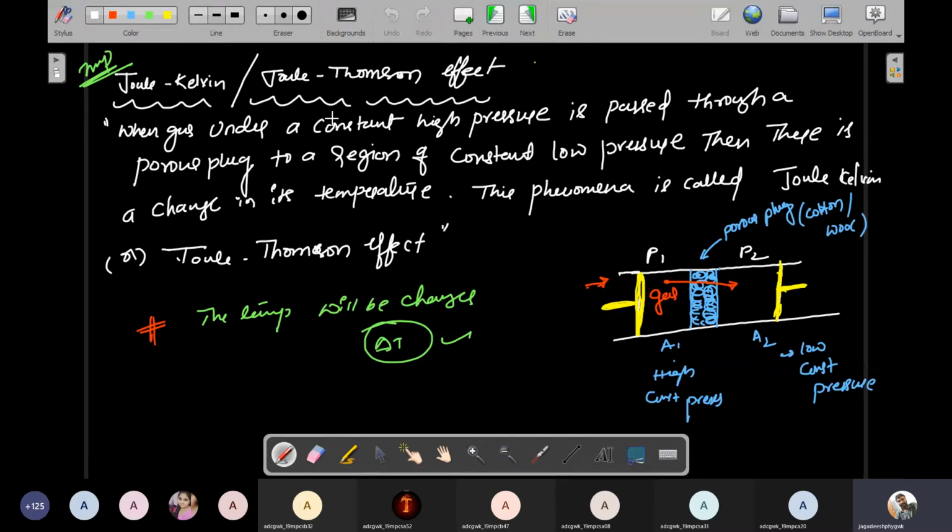We already discussed what the Joule Kelvin effect is: when a gas under a constant high pressure is passed through a porous plug to a region of constant low pressure, there is a change in its temperature. So whenever the gas passes from high constant pressure to low constant pressure through the porous plug, there will definitely be a change observed in the temperature of the gas. I want to find out the change in temperature of the gas. That is the aim of this experiment.